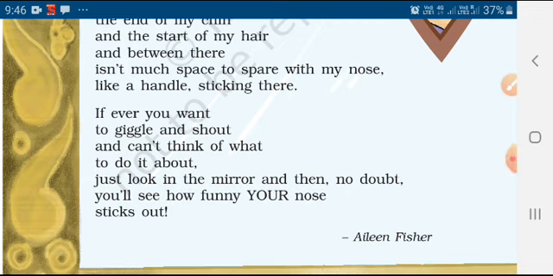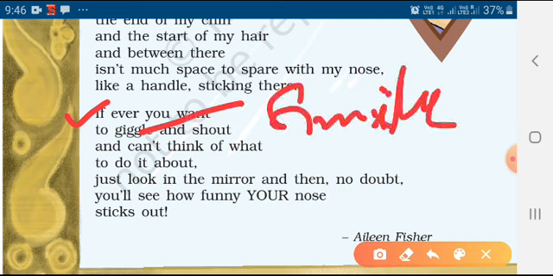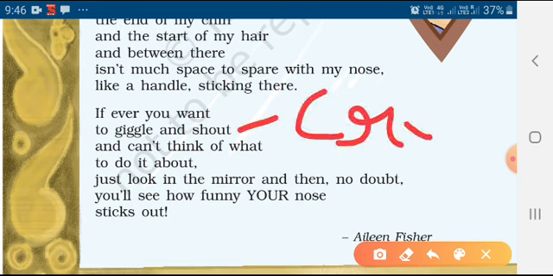We have read it already. So the girl is saying, if ever you want to giggle and shout and can't think of what to do about it. The girl is saying, giggle means smile. And there is a word shout, it means to cry.